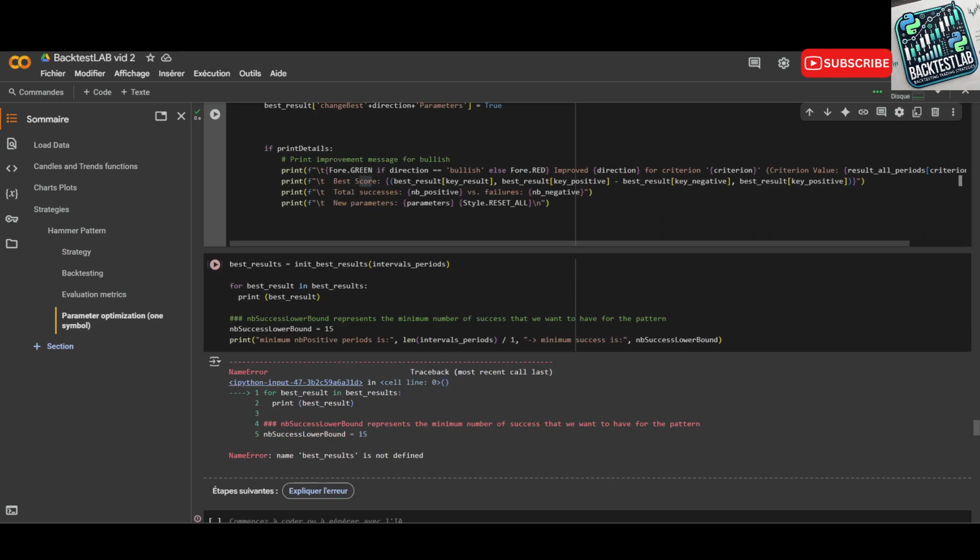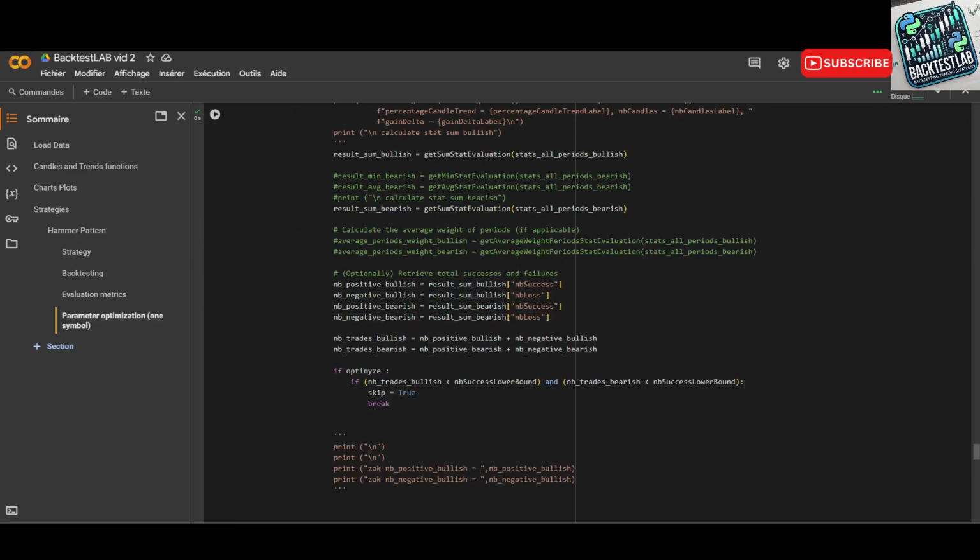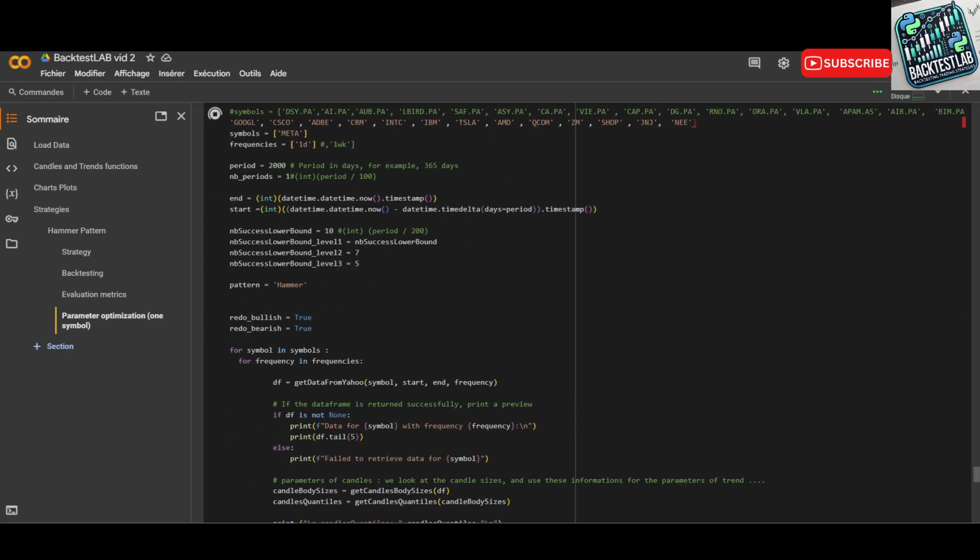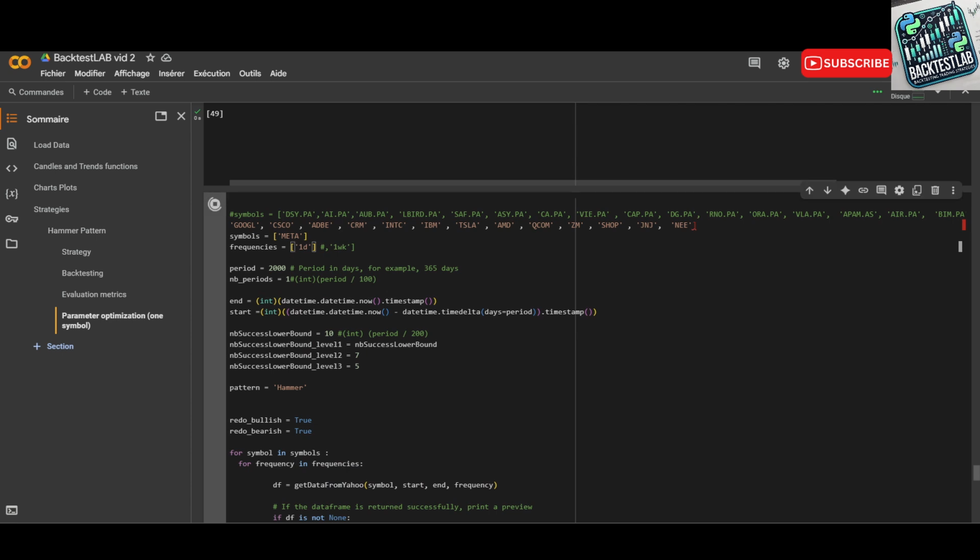So we need to run this, for example, on Meta. As you can see, I am running it. Or you can, for example, have a list of samples of stocks, check the best parameters for each one, and you can even change, for example, the frequencies. You can use 1 day, 1 week, 4 hours, etc.